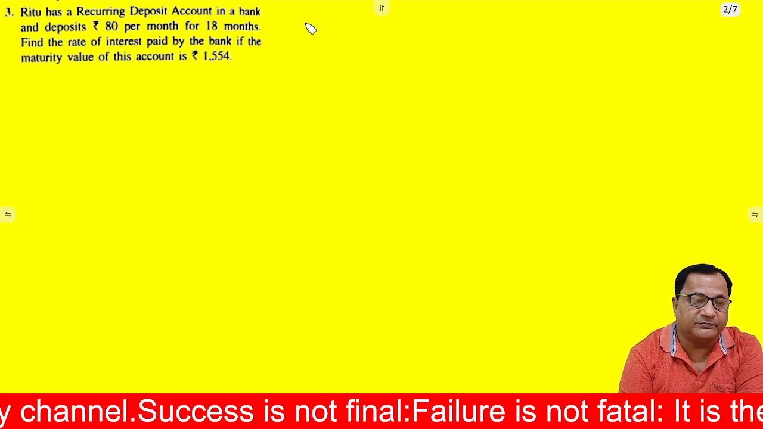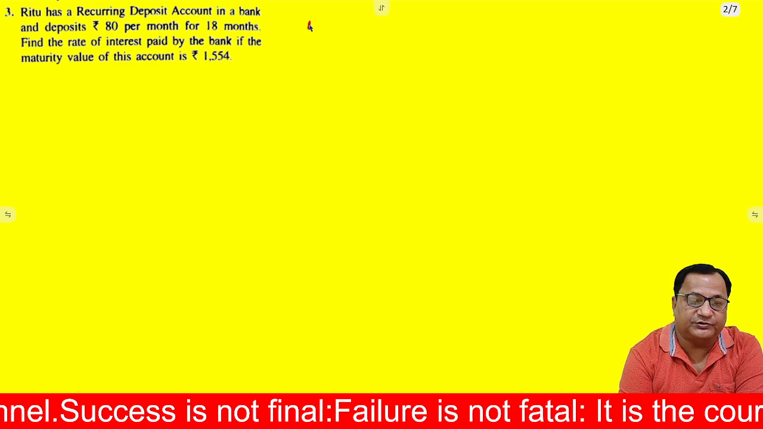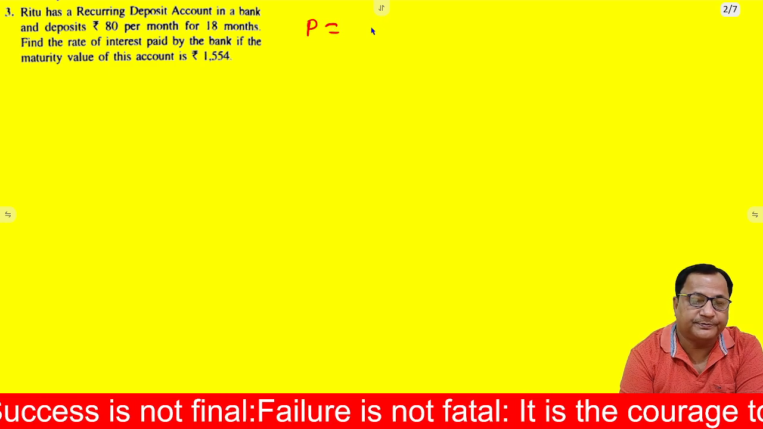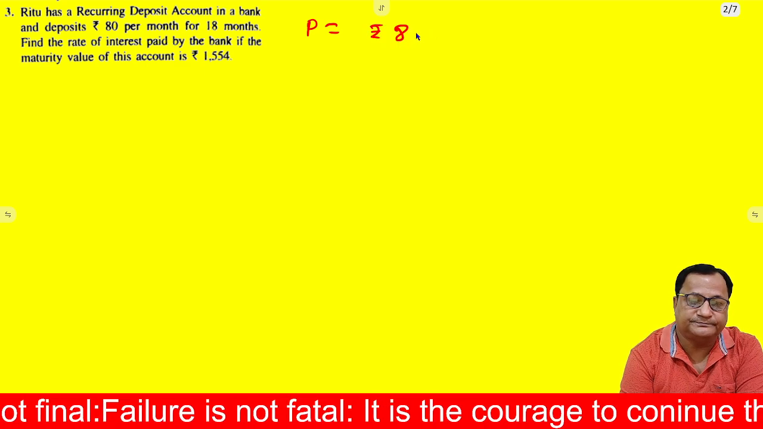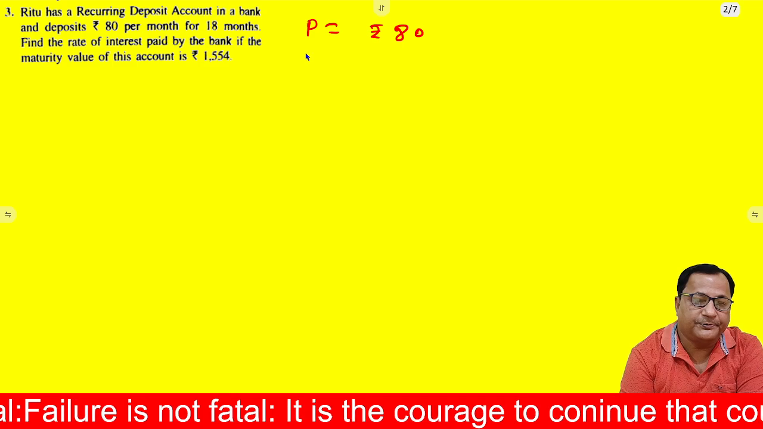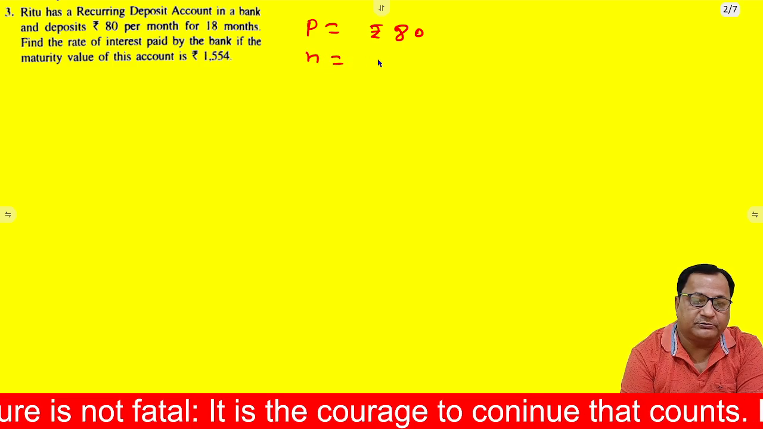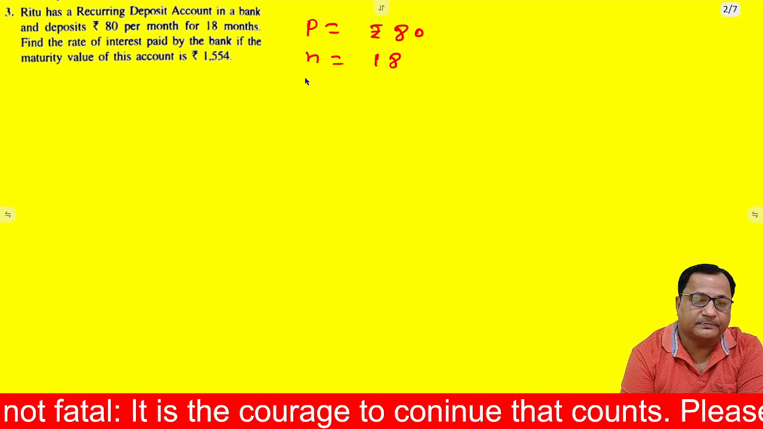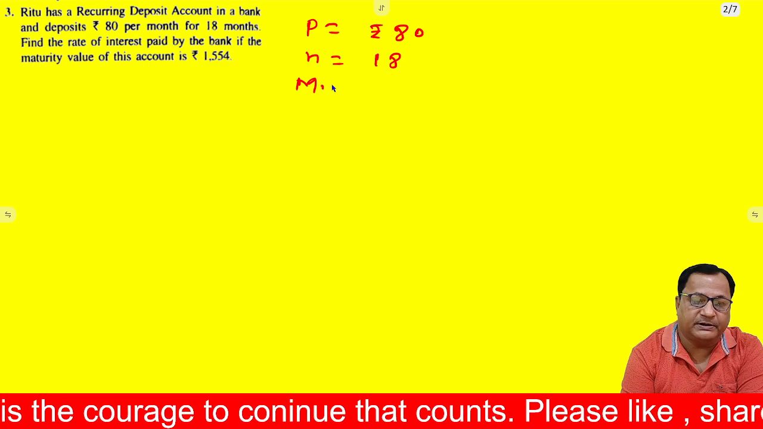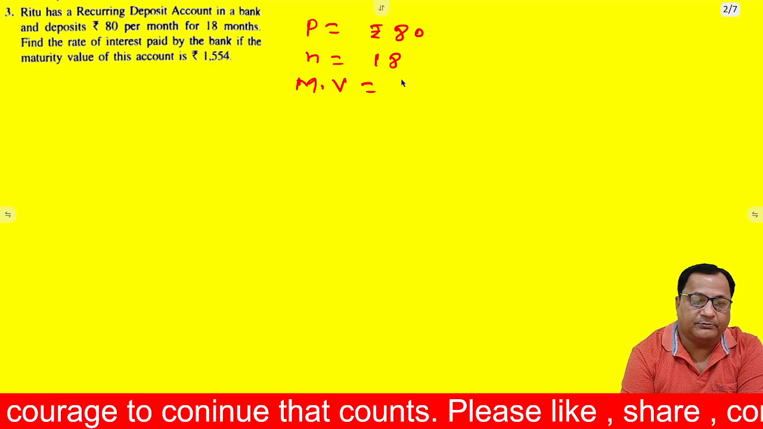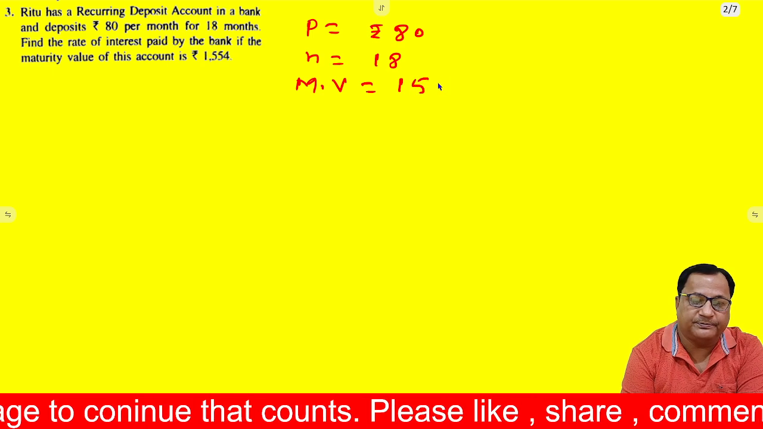So first, what is given? P is equal to rupees 80. N is equal to 18. Maturity value given is 1554.